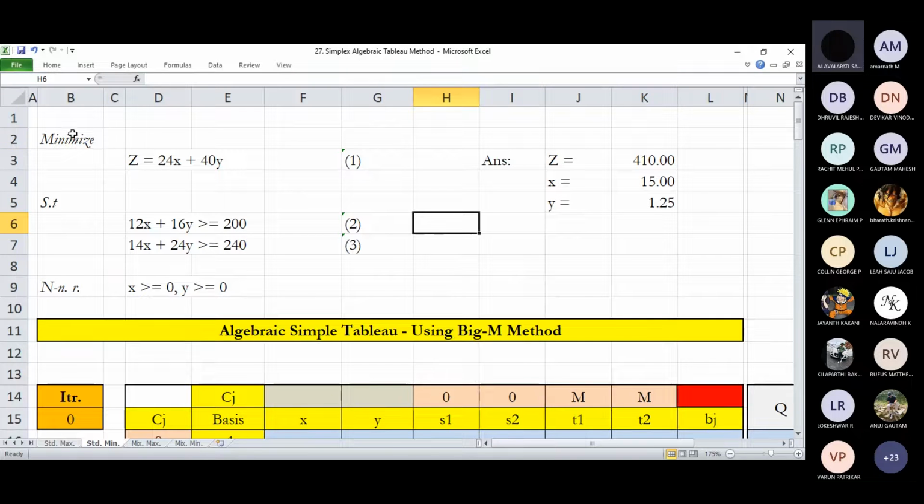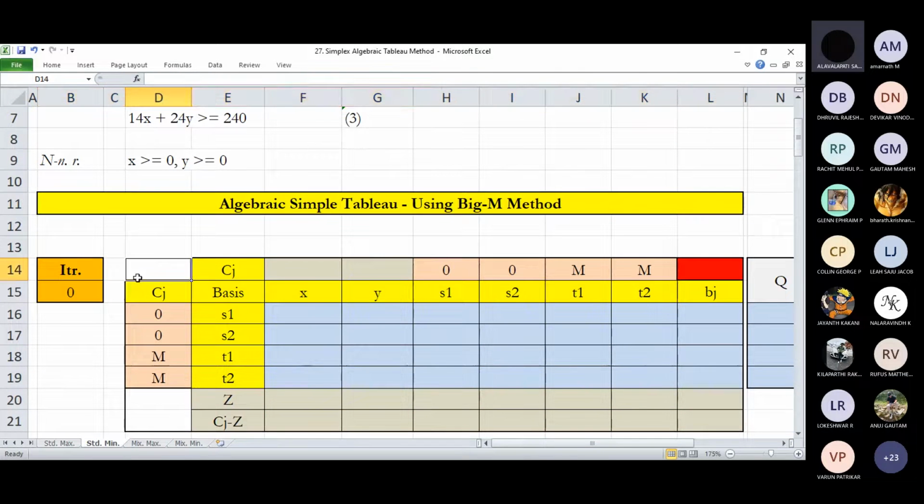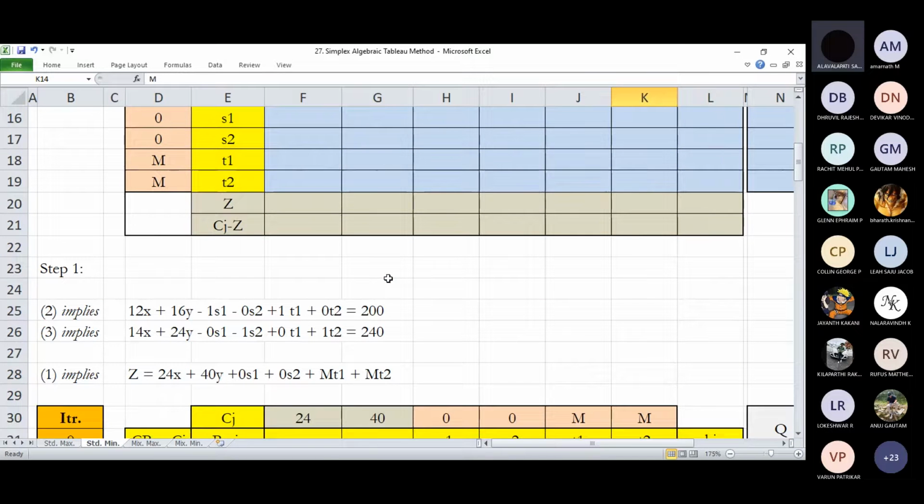For a minimization case, we need to use either the simplex method with the big M method, or the two-phase simplex method. Whichever you like, you can use. But in this case, we'll be using the big M method in the algebraic simplex table, right? So the process remains the same. Initially, we construct these Cj values. Then for the artificial variable, we'll take the positive M as a coefficient. So let's take a look at that.